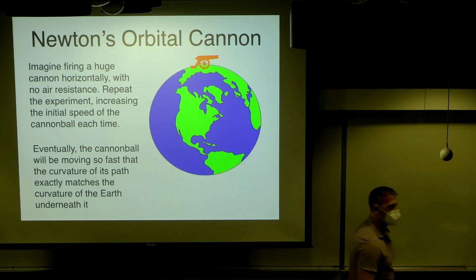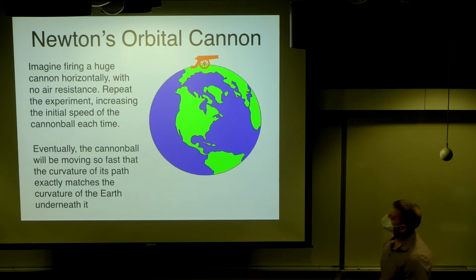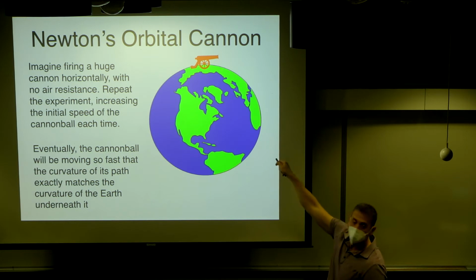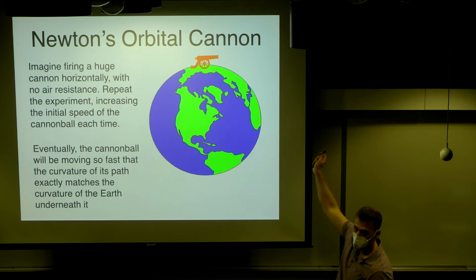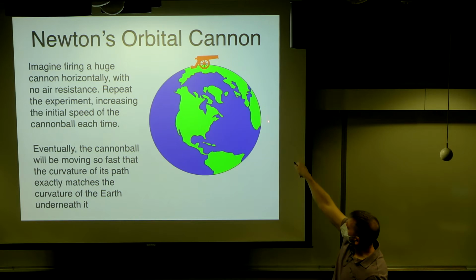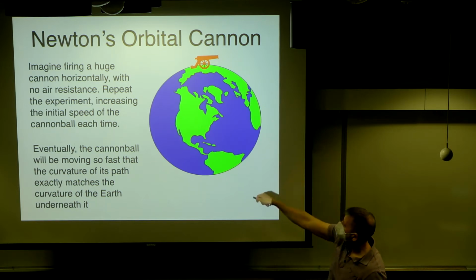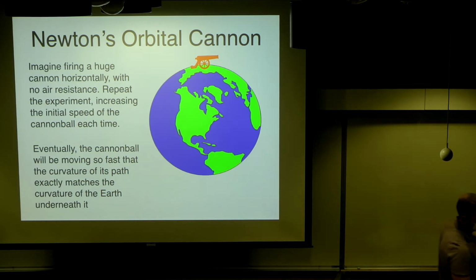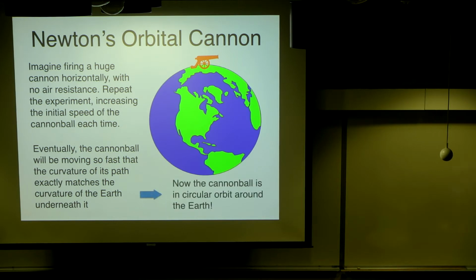But what's going on here is that the cannonball is moving so fast, and it is being acted upon by gravity, right? It's not as if there's no gravity. If there were no gravity, it would just go off in a straight line like this. Gravity is acting on it. But gravity is curving it in such a way that it exactly matches the curvature of the Earth in terms of the path it's taking, okay? And if that's the case, you'll never hit the Earth. Instead, you'll be in orbit. You'll be in a circular orbit around the Earth, okay?